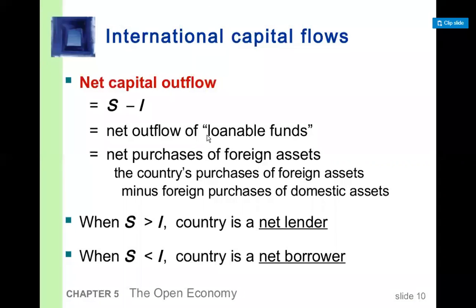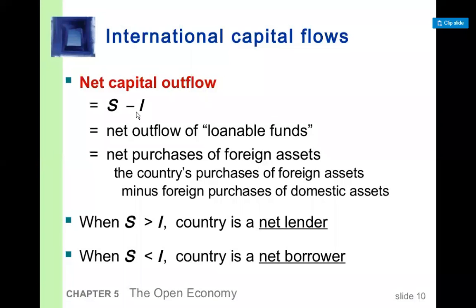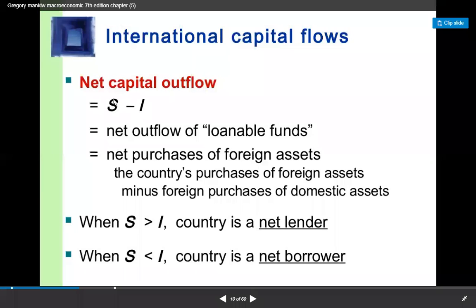Net capital outflow is equal to saving minus investments. Saving is the supply of loanable funds. Keep in your mind. I mean, investment is the demand for loanable funds.